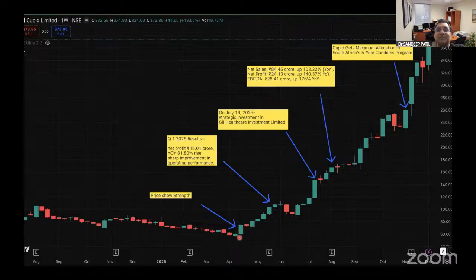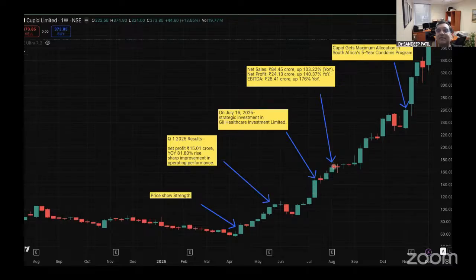The big players made a position here. We can make a position here, or if you just believe in price action, you can start building a position here. But big people make a position here around 60. So from 60 to 373, they almost 6x. But look at this, then in July there is an investment of Cupid into GI Healthcare. So again there is a bullish engulfing or marubozu candle on the weekly chart. We are looking at a weekly chart.